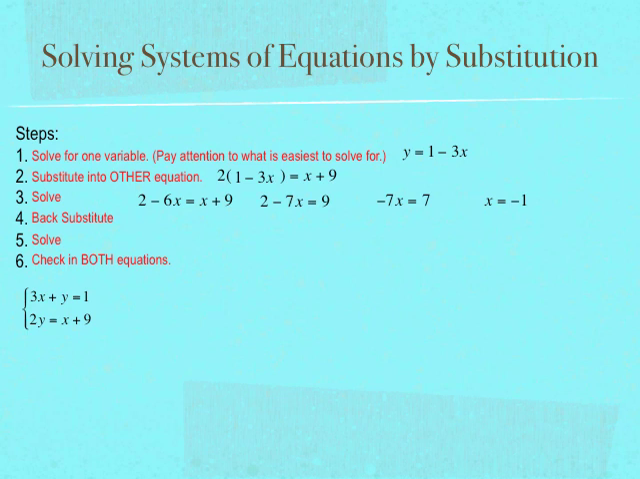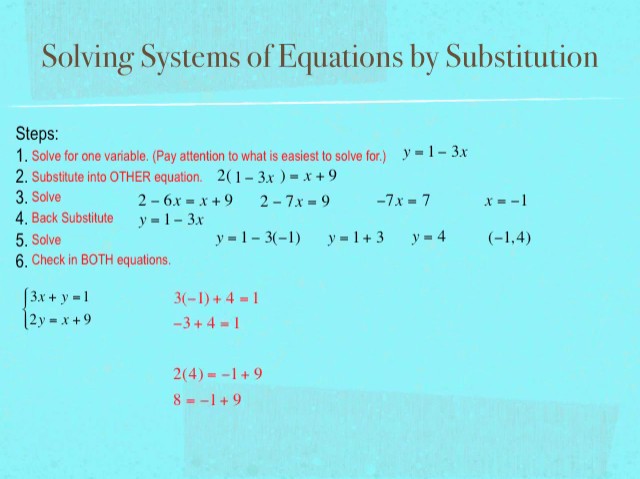Now I'm not done, I back substitute. Now this is why I told you to hold on to that formula you found in step 1. You can back substitute into either one of the original equations, that's absolutely fine, but the easiest place to plug that back in is what you wrote down for step 1, because you already have y by itself. So let's back substitute in for the y equals 1 minus 3x, we'll put the -1 in for x, solve it, and we get y equals 4. So my answer is the point -1, 4. I'll check that answer by plugging it into both equations, and both equations are true.